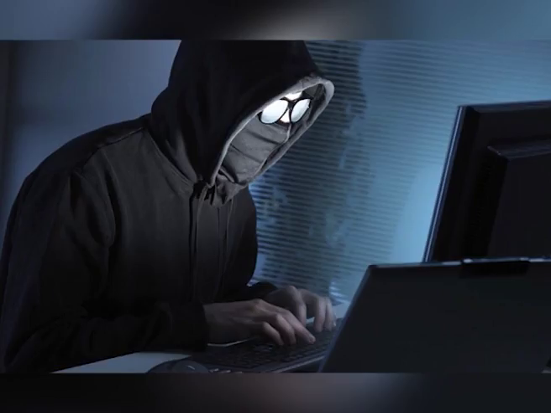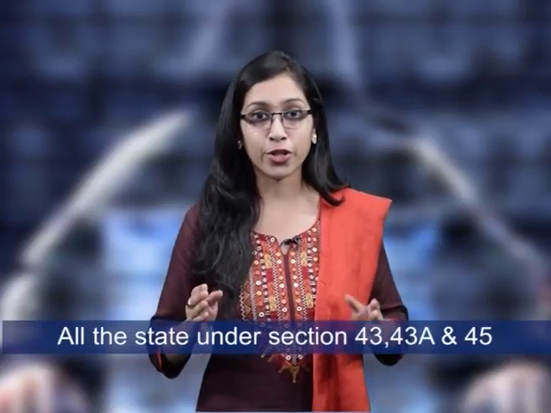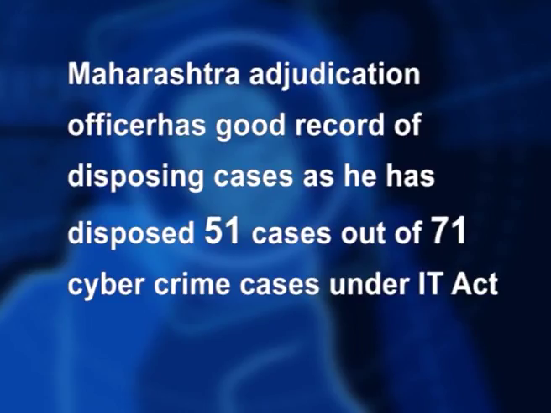Despite cybercrime cases being registered in large numbers across the country, there is a lack of available judgments by adjudicators of all the states under sections 43, 43A and 45. The Maharashtra Adjudicating Officer has a good record of disposing cases, as he has disposed 51 cases out of 71 cybercrime cases under the IT Act. Some landmark judgments in cybercrime cases in India I will be discussing now.